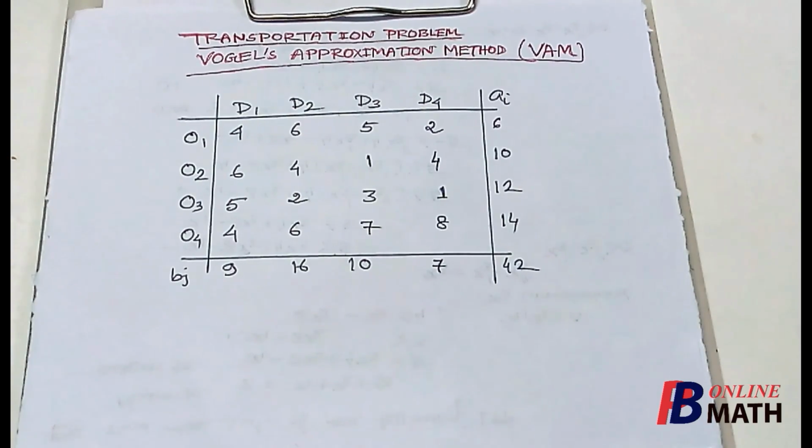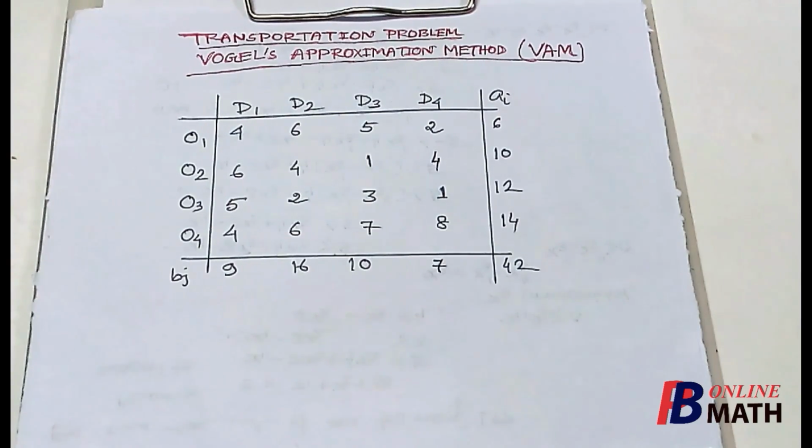Now in this part we shall discuss one more method to find the initial basic feasible solution of a balanced transportation problem. This method is known as Vogel's approximation method. In short, we call it VAM. We have considered the same problem so that we can compare the results obtained by these different methods.